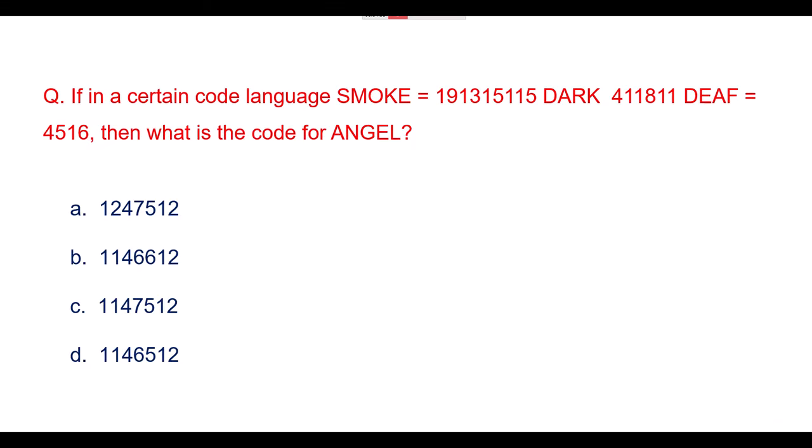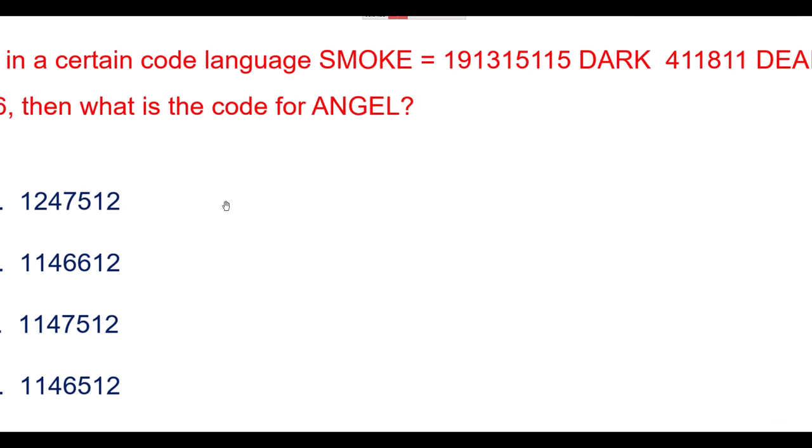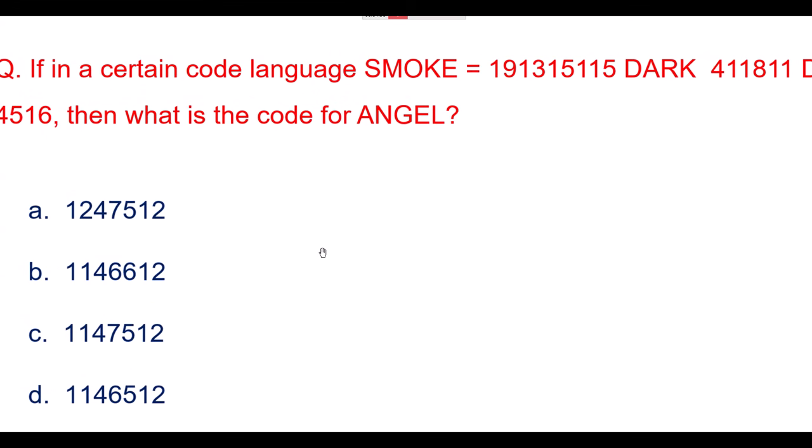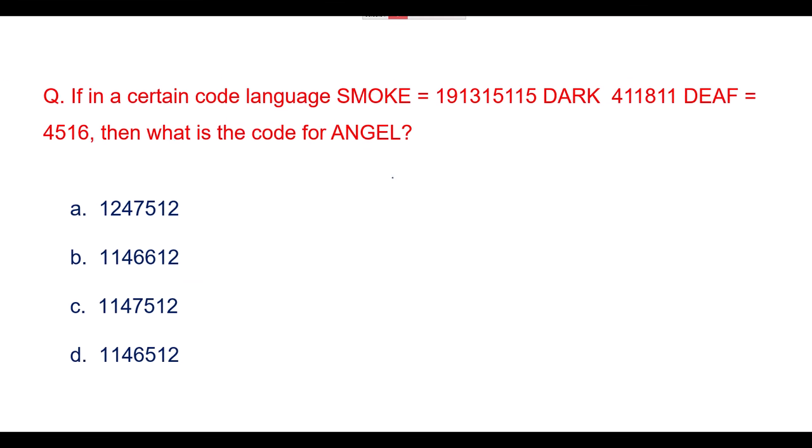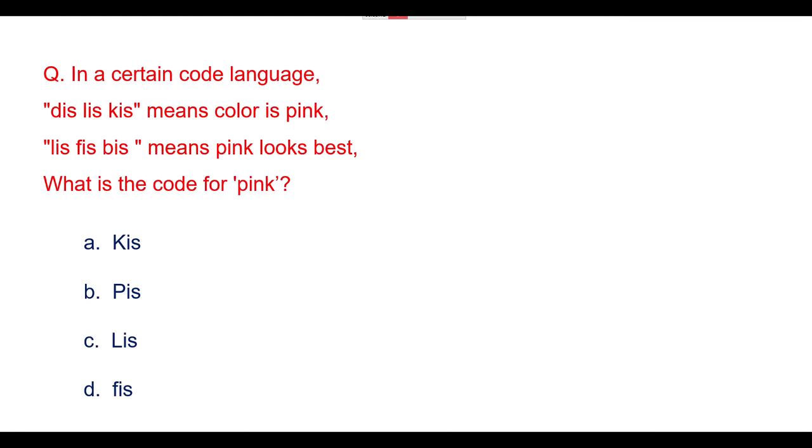Which option can we go with? Smoke is 19131515. So I hope you know the answer. It's direct assignment, right? Each value. So the answer should be C. A value 1, N value 14, G value 7.